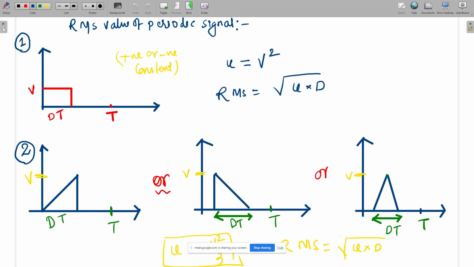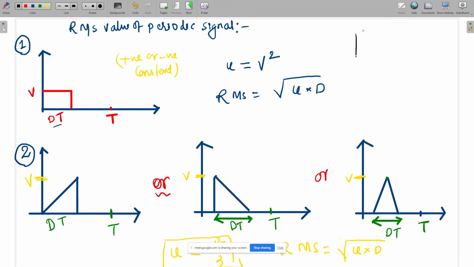So for this type of signal, what is the U? U is V square. Any constant value will appear for D times T. Either it can be like this also. Let's say like this, this is the time period, and in the middle also some pulse is appearing for D times T. T is the time period and the magnitude is V.